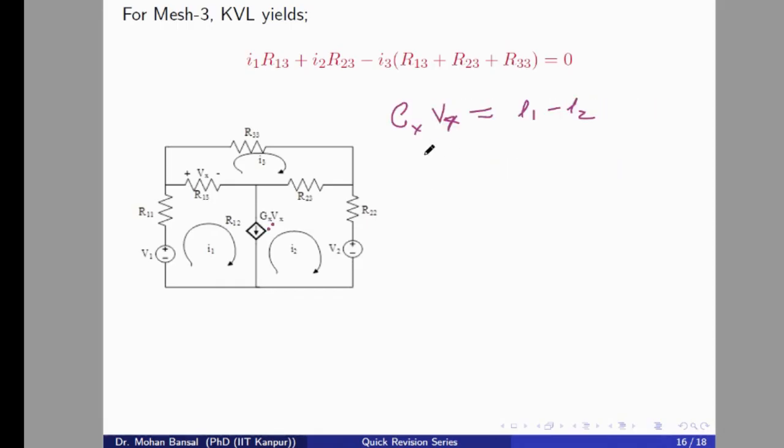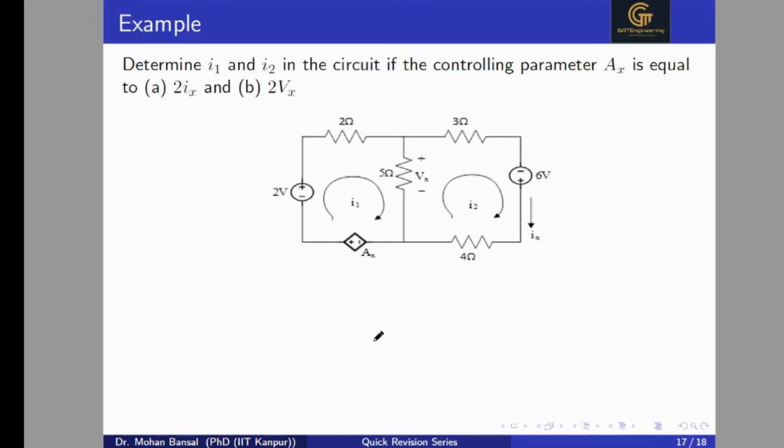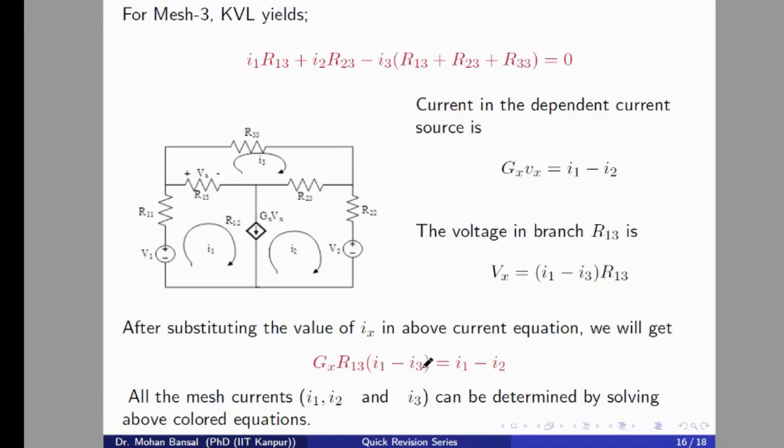And we can write Vx is nothing but I1 minus I3 into R13. If we substitute this in this expression, we will get the third equation: Gx into R13 into I1 minus I3. This expression we are substituting in this expression, and we are getting the third equation. After solving all these equations, we can find out the values of currents I1, I2, and I3.